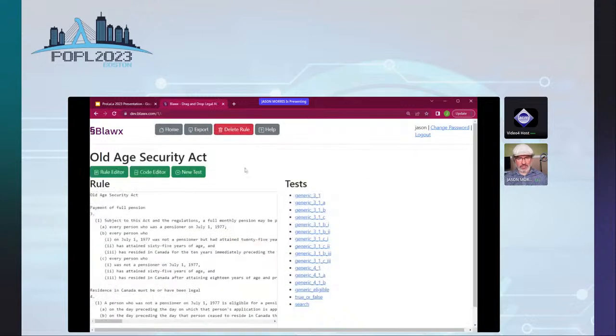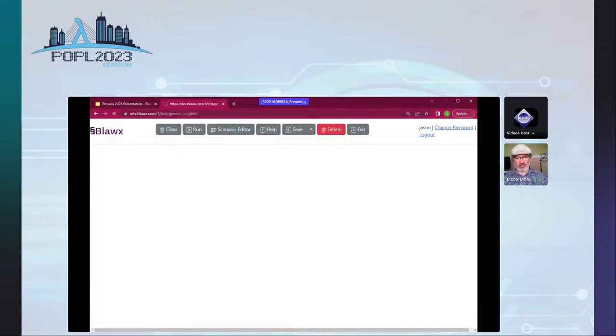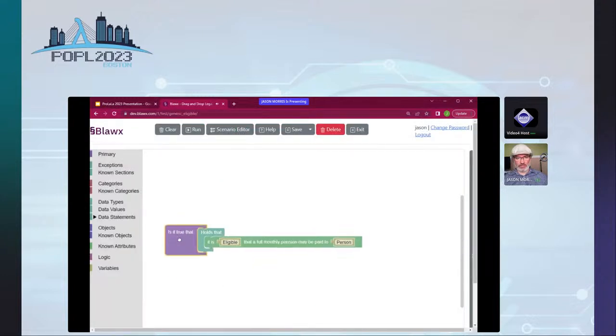And then you want to validate. Now I usually go section by section and validate each section as I'm going. We'll skip that process and skip to a more generic validation in the interests of time. So this is a test for the generic question of, does it legally hold that the person is eligible for a full monthly pension or not? Both the true and false, eligible, and the person are variables.